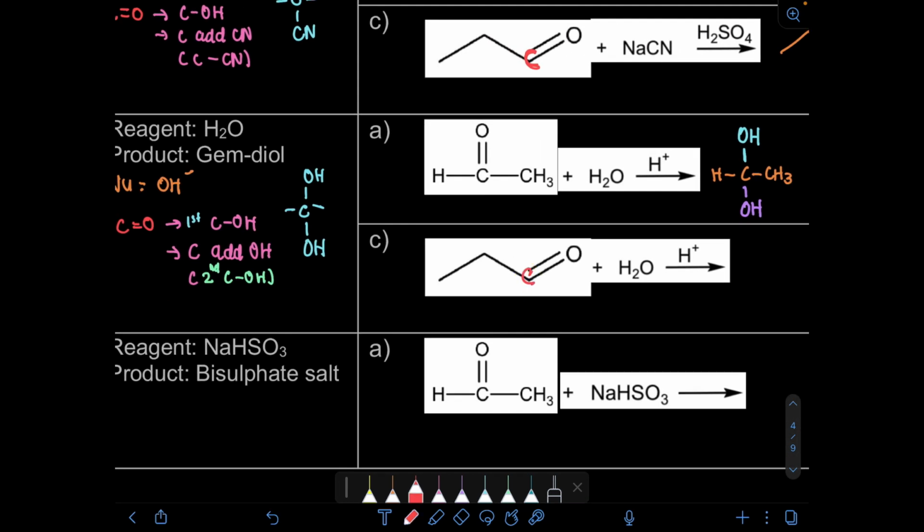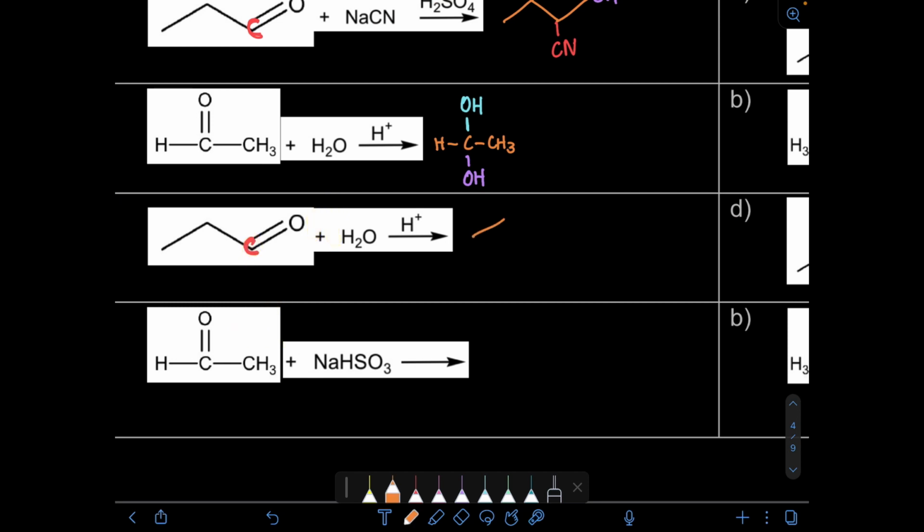Okay, make sure paling penting tahu mana C double bond O kita. So what gonna happen is we're gonna add from double bond O jadi OH, and then the same carbonyl tu kita akan add another OH. Okay, so that will be our product.